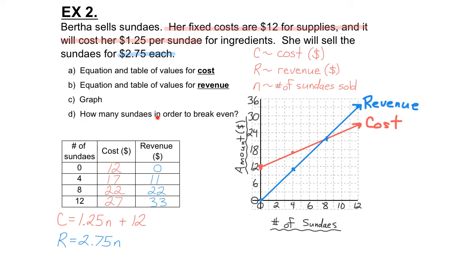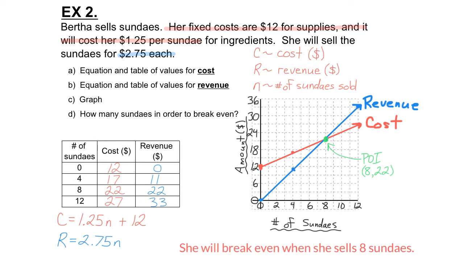So how many sundaes in order to break even? Well, what does it mean to break even? That means your cost and your revenue are the same. You're not making money, but you're not losing money either. But really, this is just my point of intersection, right here. They sell 8 sundaes. The cost is $22 and the revenue is $22. So cost and revenue are the same when they sell 8 sundaes. So I can answer the question, she will break even when she sells 8 sundaes.